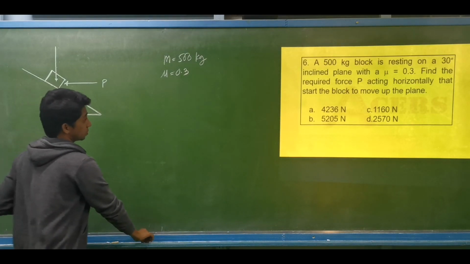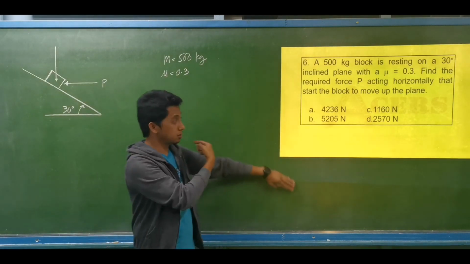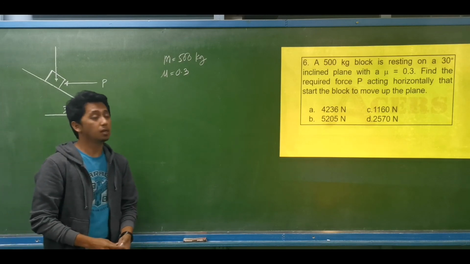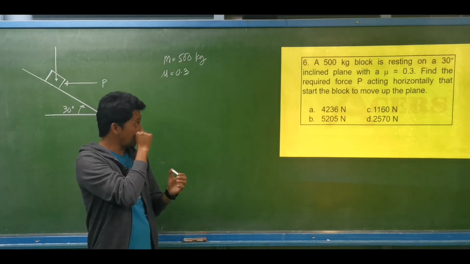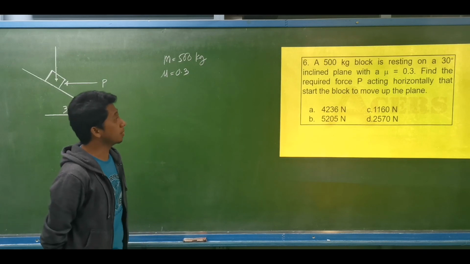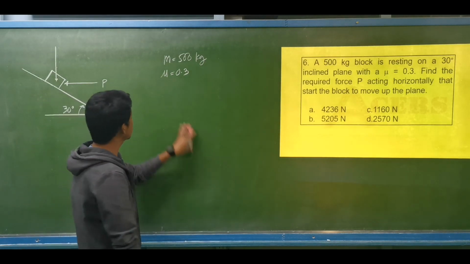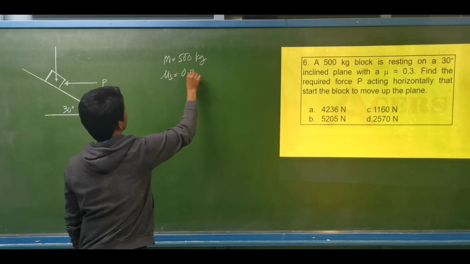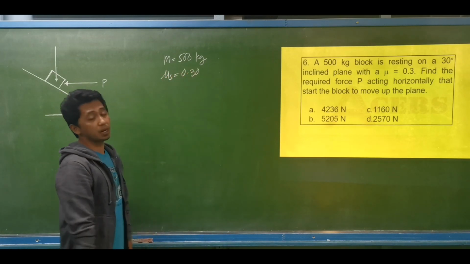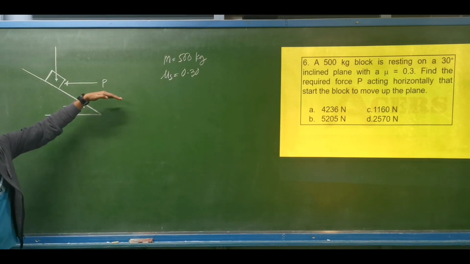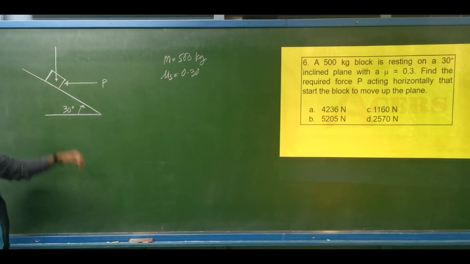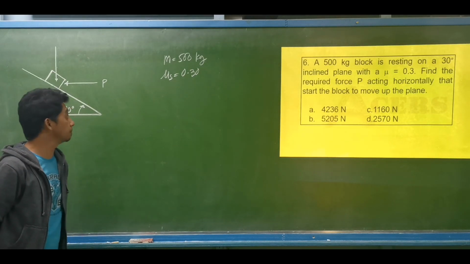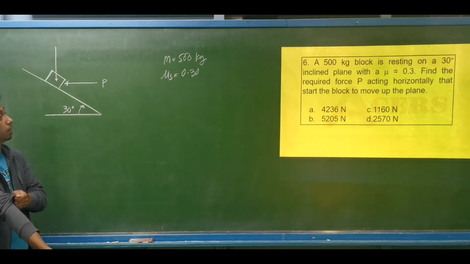Alright, so let's have this example for friction for an object over an inclined plane. A 500 kilogram block is resting on a 30 degrees inclined plane with a coefficient of, since we are dealing with statics, the coefficient of static friction equal to 0.30. Find the required force P applied. Take note, this force P should be applied horizontally to start the block to move up the plane. So let us first do our free body diagram.